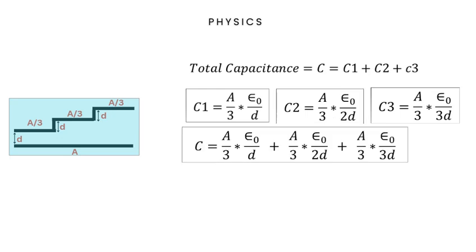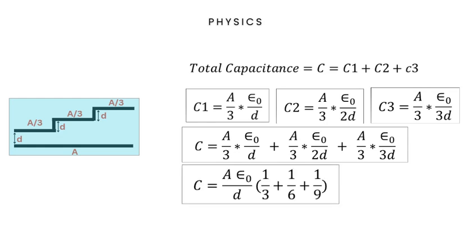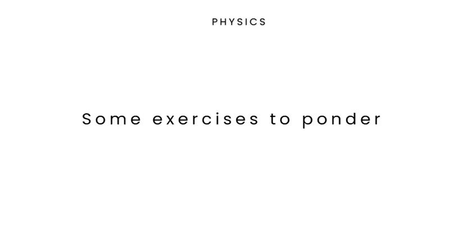Add all the three capacitance values. C equals A epsilon naught divided by D multiplied by 1 by 3 plus 1 by 6 plus 1 by 9. On simplification, you will get total capacitance equals 11 by 18 multiplied by A epsilon naught by D. And this is the answer. We shall look into some more interesting exercises of different types.